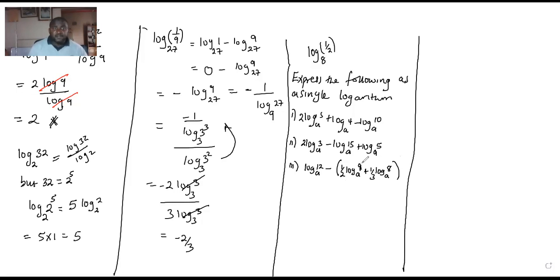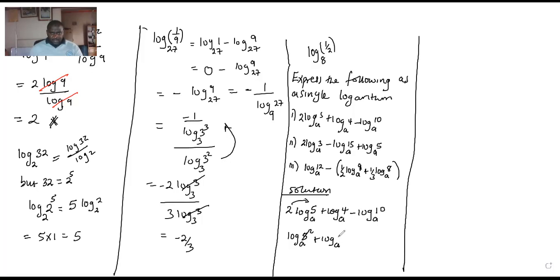So the question says, express the following as a single logarithm. Now, when you look at them, they have the same base. So to express them as a single logarithm, the idea is coming from the laws we are stating and then going backwards. Now for the first number, if you look at it, we have twice log to base a of 5 plus log to base a of 4 minus log to base a of 10. This 2 has to come back to 5 as a power, giving us log to base a of 5 squared plus log to base a of 4 minus log to base a of 10.